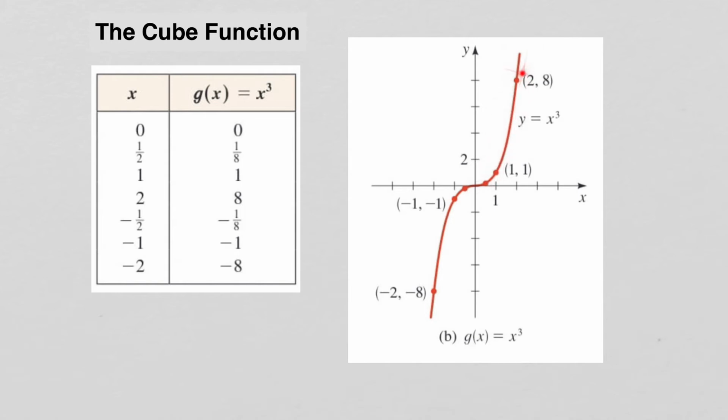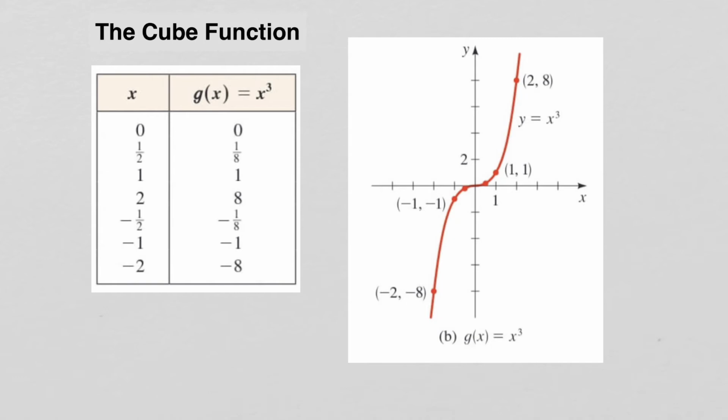So on the right-hand side of the graph, it looks very much like the square graph. It's just a little bit steeper. But on the left side of the graph, instead of the parabola which went up here, you'll notice that it goes down. And that's because when you raise a negative number to an odd power, you get a negative number.